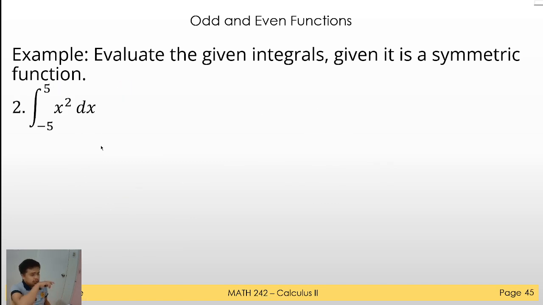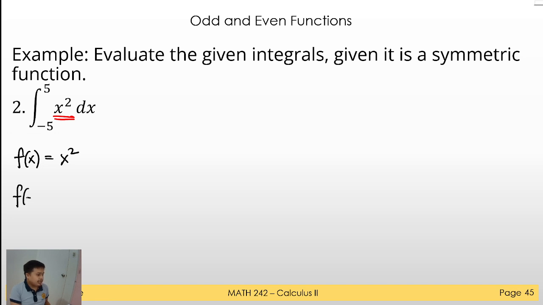Okay? So for another example, we have the integral of x squared dx from negative 5 to 5. How do we evaluate this? Again, this is assuming that it is a symmetric function, so it could be either an even or an odd function. How do we check if it is an even function or an odd function? We have this relationship of f of x and f of negative x. Our function here is x squared. This is a symmetric function, with the same limits, just a positive and a negative value.